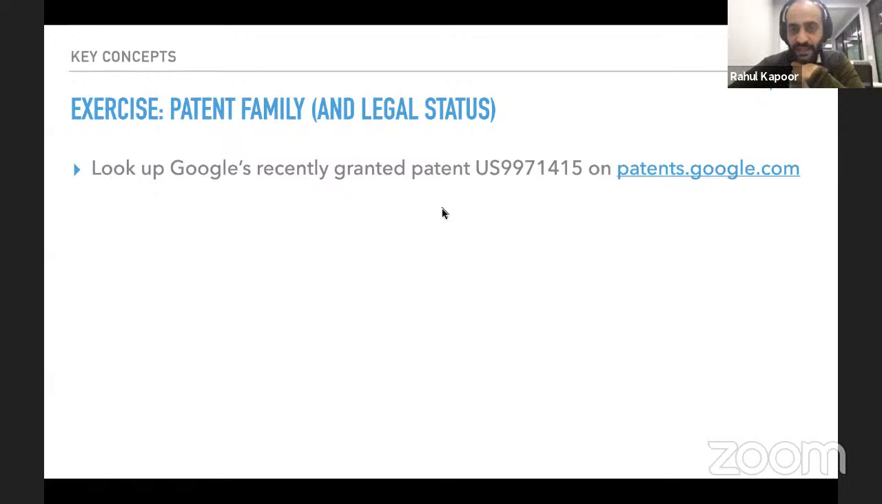Could you explain prior art? I think we've done that. How is it possible to file patents in all countries? There is a PCT route.